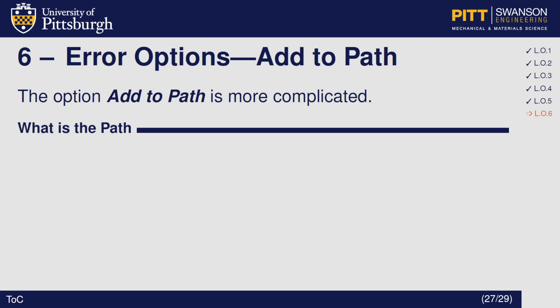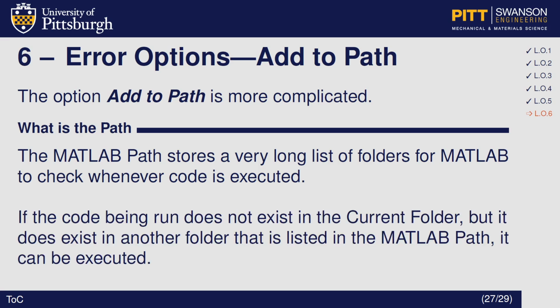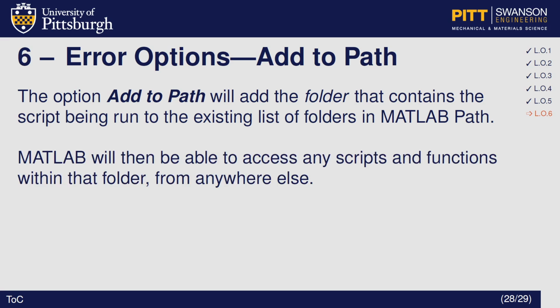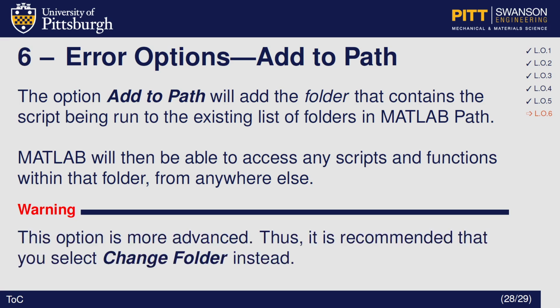The option Add to Path is more complicated. To understand it, we have to understand what the path is. The path variable stores a very long list of folders for MATLAB to check whenever code is executed. If the code being run doesn't exist in the current folder, but it does within a folder in the path, it can be executed. The option Add to Path will add the folder that does contain the script being run to the existing list of folders stored in the path variable. MATLAB can then access any scripts or functions within that folder from anywhere else in MATLAB. Warning: this option is more advanced, and I recommend that you select Change Folder instead.